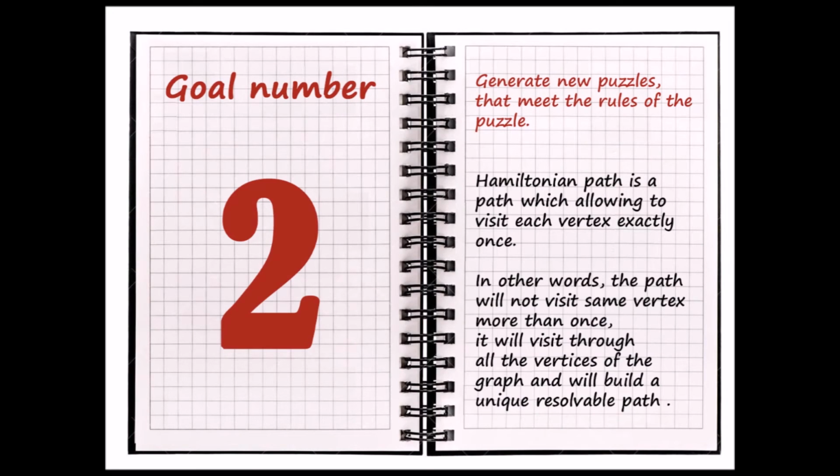Generate new puzzles that meet the rules of the puzzle. A Hamiltonian path is a path which allows visiting each vertex exactly once. In other words, the path will not visit the same vertex more than once. It will visit all vertices of the graph and will build a unique resolvable path.